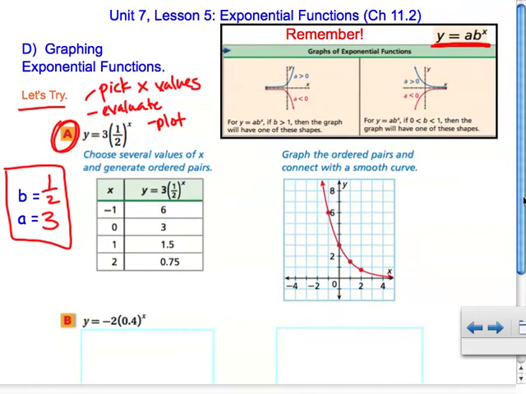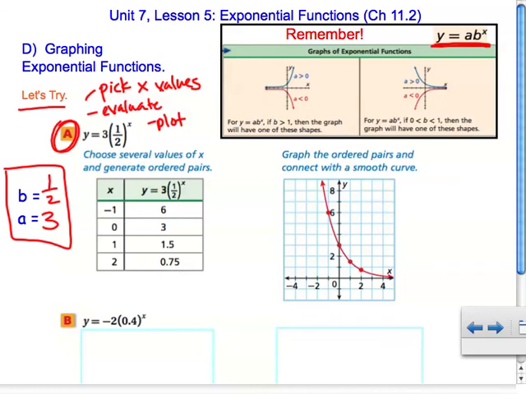Okay, you might be asking, how did I get 3 and 6 and 1.5 and 0.75? Well, I took -1 and I put it here. I took 0 and I put it here. I took 1 and I put it here. Okay, we're evaluating 3 different times. To evaluate means to substitute and follow PEMDAS.